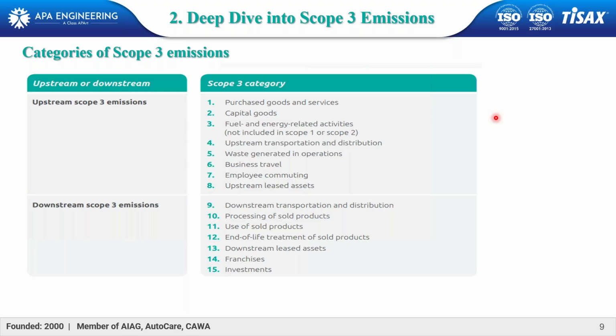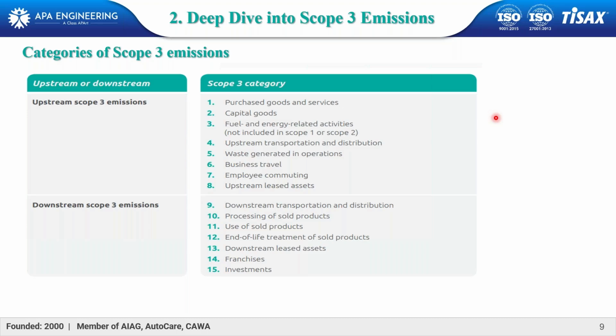And next, the processing of sold products. Emissions from further processing of products by other companies using it as an intermediate product come under this processing of sold products category. Example, processing of steel into car parts or heavy automotive vehicle parts. Use of sold products. The emissions from using our products over their entire lifetime. Example, the fuel consumption of any sold cars.